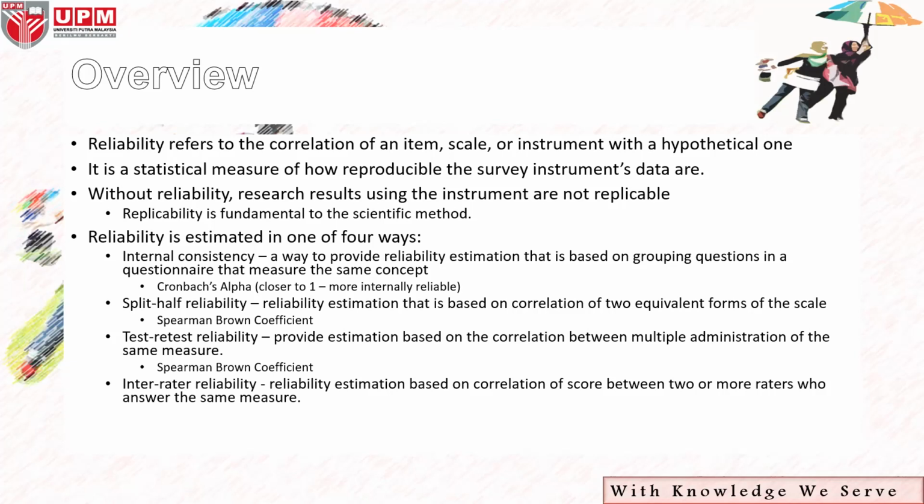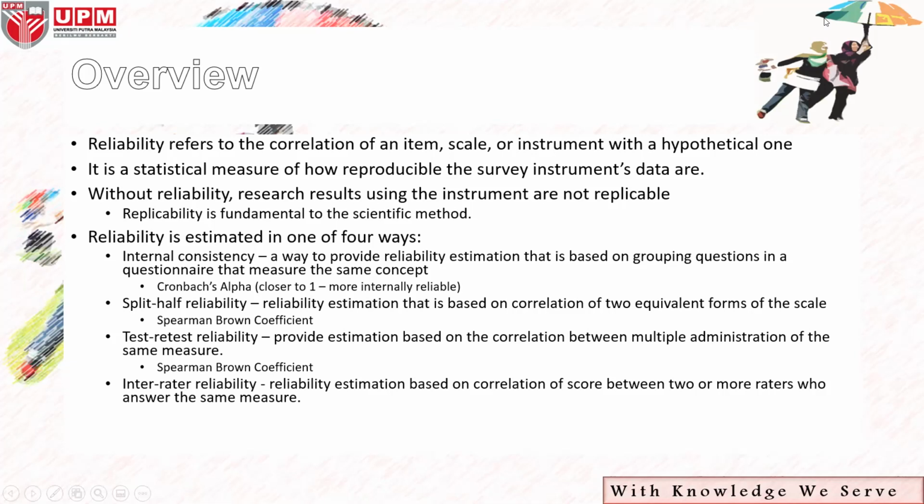So there will be the possibility for the finding to be different. Okay, ada possibility. Bila dia ada ubah je sikit, so ada possibility berbeza lah. Okay, itu maksud replicability. Okay, so reliability is estimated in one of 4 ways. So there are 4 types lah. But kita tengok nanti berapa yang kita boleh discuss. Okay, so but in general, there are 4 types of reliability.